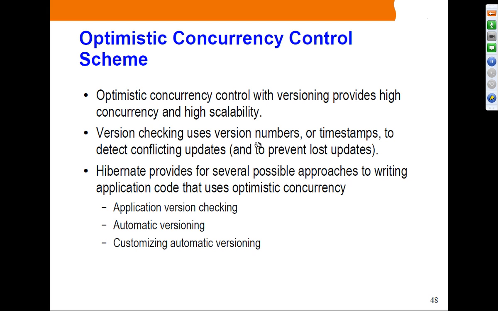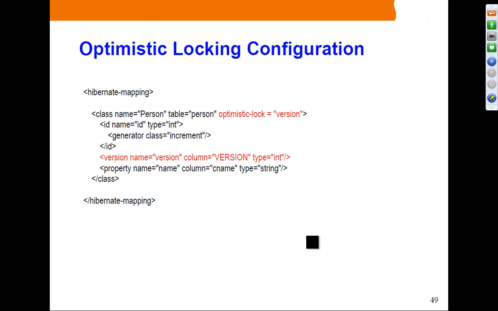So version checking uses version numbers or timestamps to detect colliding updates. And here we are going to use a version number. Hibernate provides several possible approaches for writing application code that uses optimistic concurrency: application version checking, automatic versioning, and customizable automatic versioning. And we are going to just use the default scheme of having a version. Let's actually see the code.